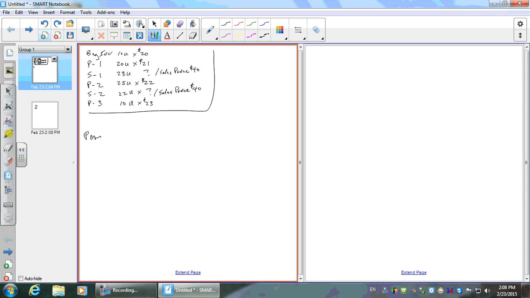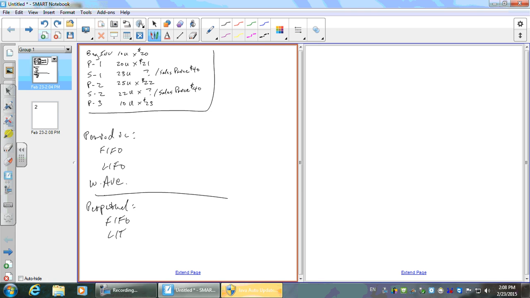Give me, for periodic, FIFO, LIFO, and average, which will be a weighted average in this case. And so that's for periodic. And then also, for perpetual, give me FIFO, LIFO, and this one, of course, would be moving average, because it moves every time you buy, right, guys? Moving average.